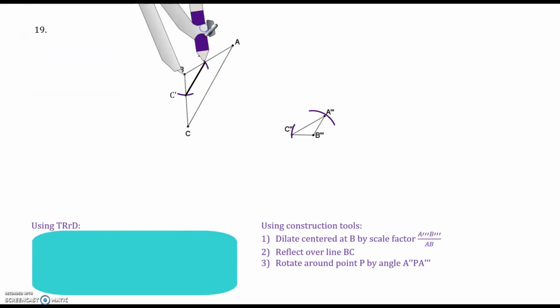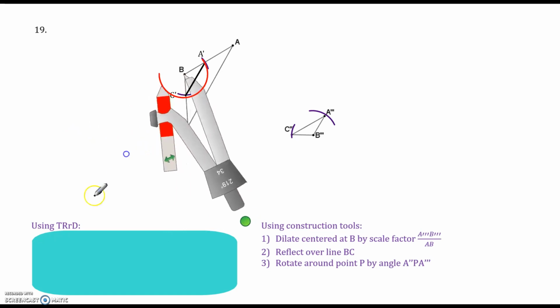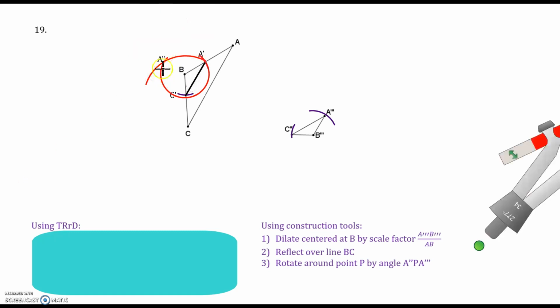So I'm going to measure from B to A, and I'm going to swing that around to the other side. And the same thing from C. And I'm going to swing that around, and where they connect, when I make this a little bigger, they will connect, I will get point A prime. And then I will get my new triangle, which has been reflected.